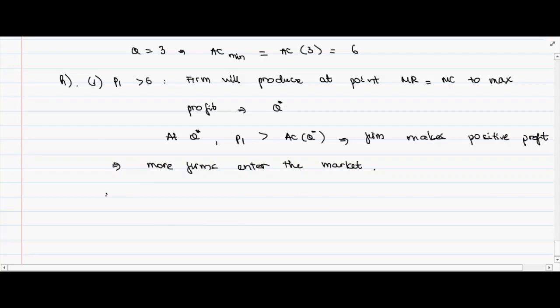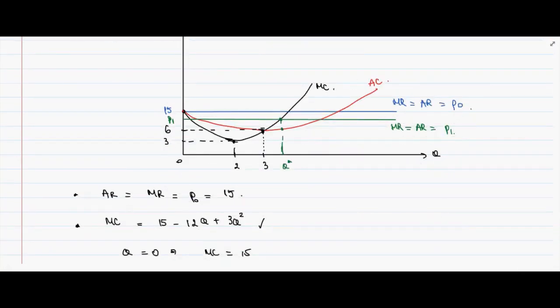Okay, now the second case is where P1 is smaller than 6. So I would draw a line where P1 is smaller than 6, somewhere over here, for example. Okay, so this is now P1. And this is marginal revenue equal to average revenue equal to P1. Again, the firm produces at a point where marginal cost equals marginal revenue to maximize profit, which is this point over here. So this is Q double star. As you can see at Q double star, this is the price P1, and corresponding to Q double star, going up all the way to the red curve, this is going to be the average cost. And as you can see, this point is higher than this point, so the cost is higher than the price.